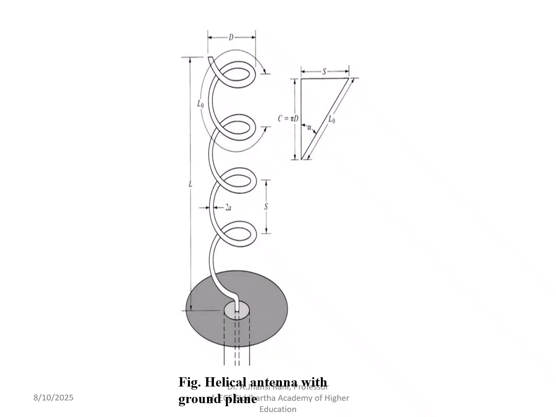See, this is the length of one turn. This is the diameter. This is the total length of one turn of the helical wire antenna. S is the spacing. 2a is the wire diameter. D is the diameter of the helix.